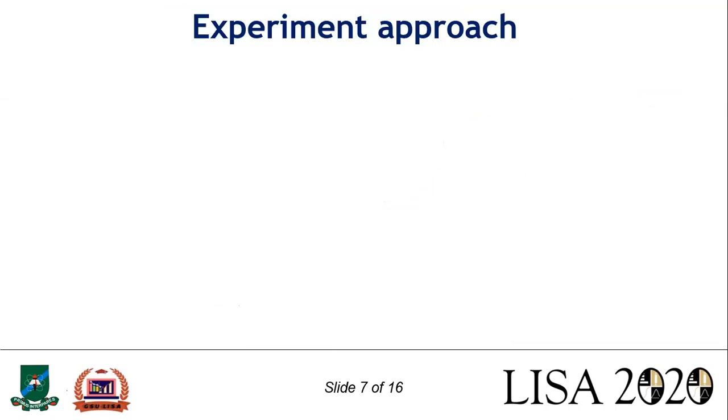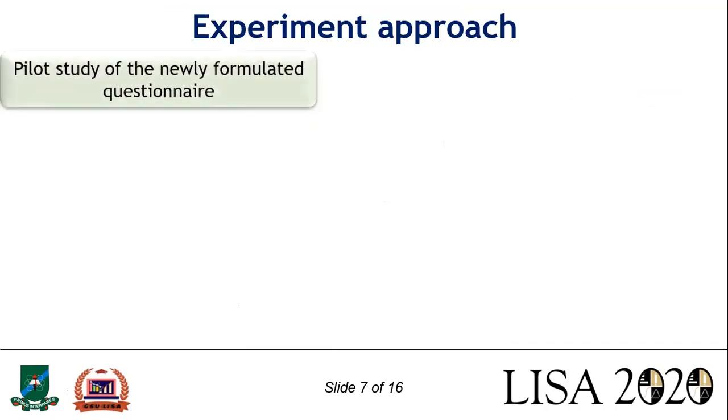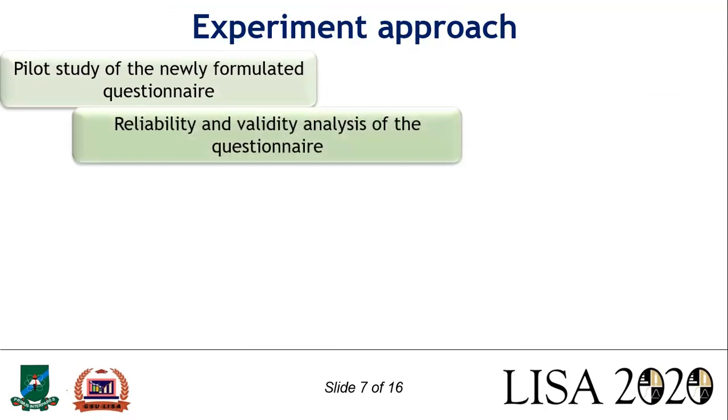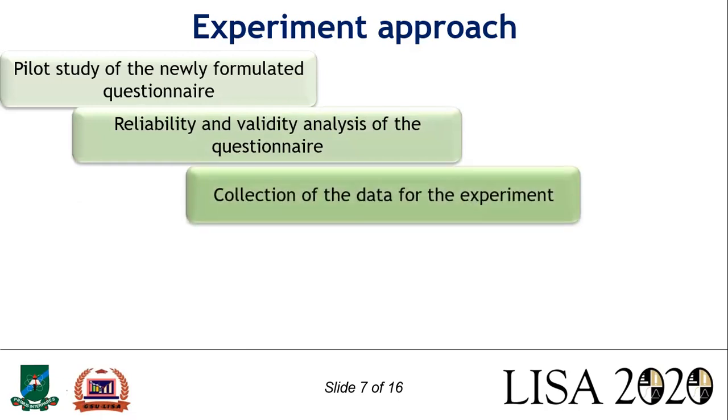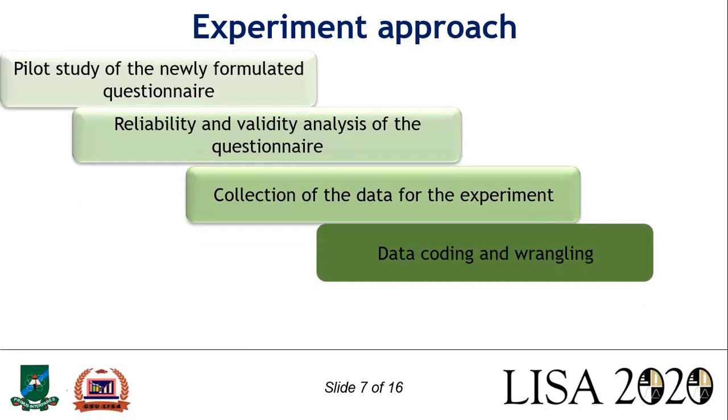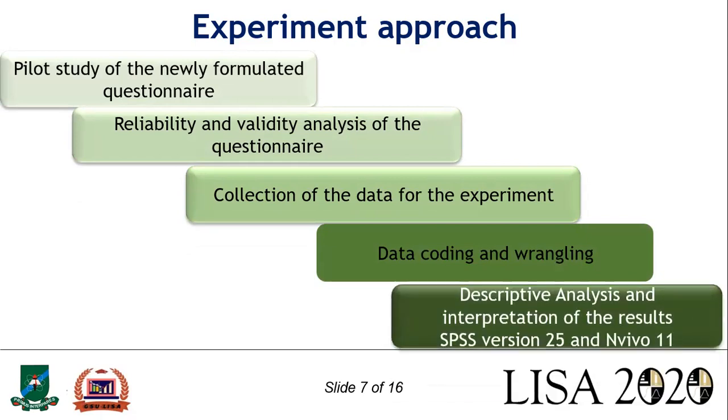So this is the experimental approach. The first thing we did was pilot the newly formulated questionnaire. The second thing we did was test the reliability and validity of the questionnaire. After it had been tested and all the valid items were kept as part of the questionnaire, we went ahead to collect data for the experiment. After then, we coded the data, wrangled the data, did the cleaning and some other things, and proceeded to the descriptive analysis and the interpretation of the results using SPSS version 25 and NVivo 11.